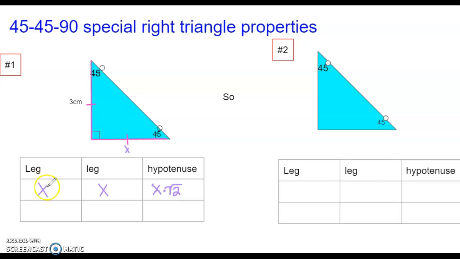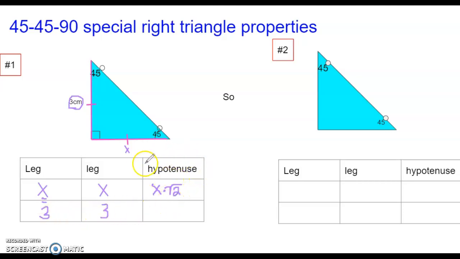So then I look, do I know one of the lengths? So I know the length of this leg is 3 centimeters. So I'm going to come into my chart here, and the leg measures 3, so X equals 3. So if this leg is 3 centimeters, then the other leg has to also equal 3 centimeters because they are congruent. They are exactly the same size.